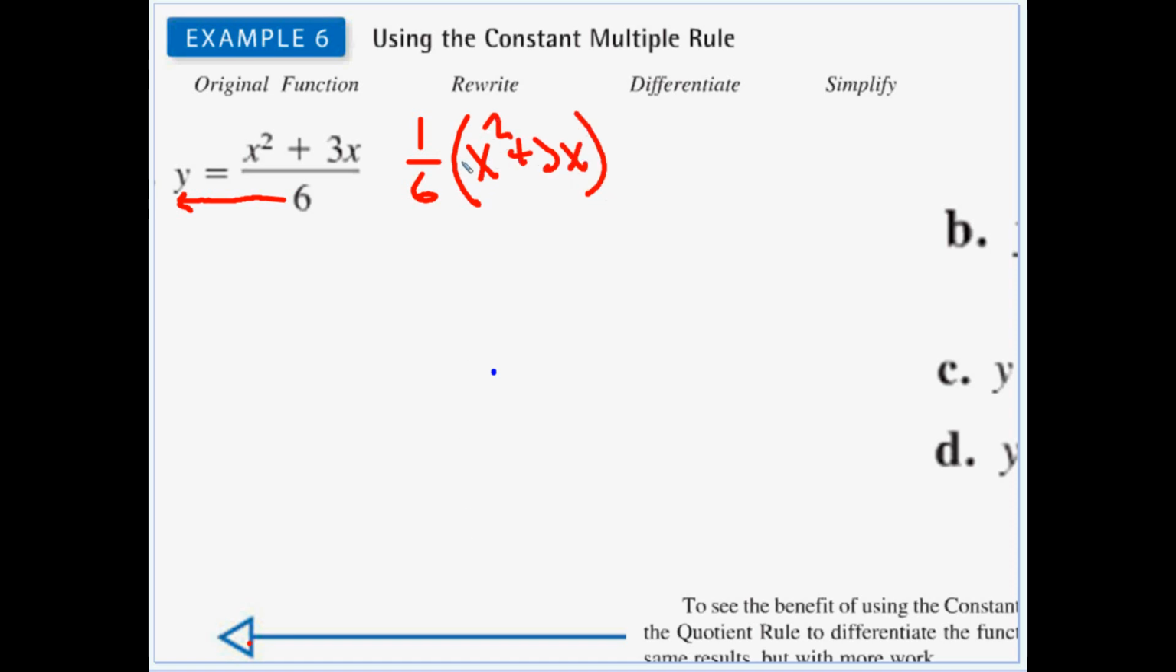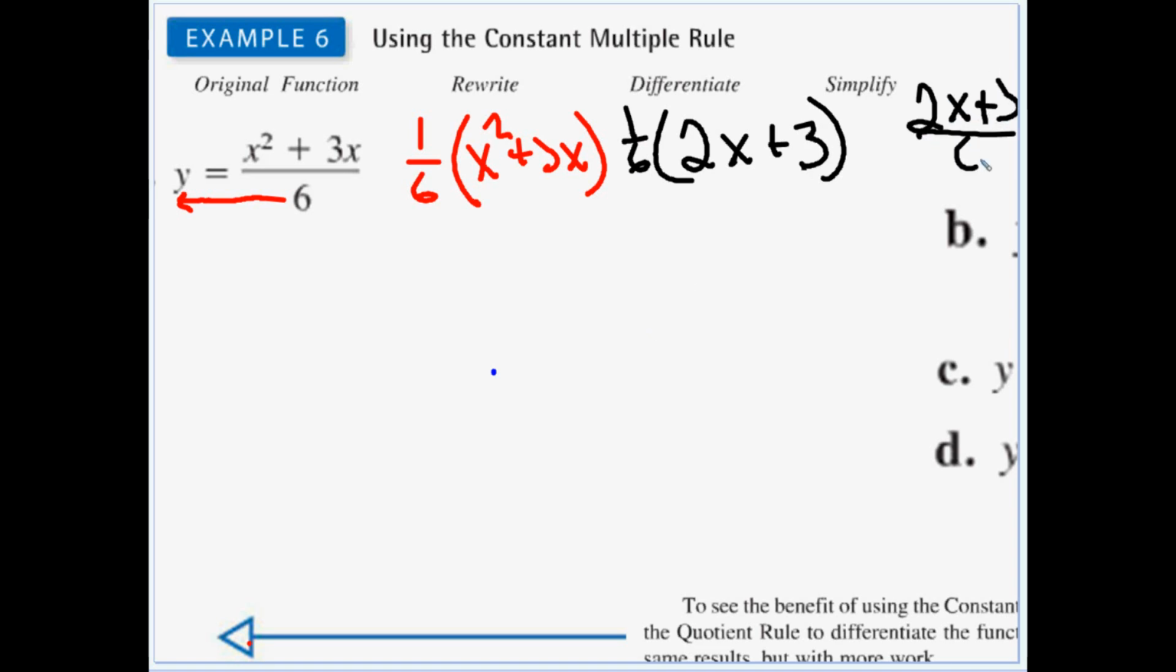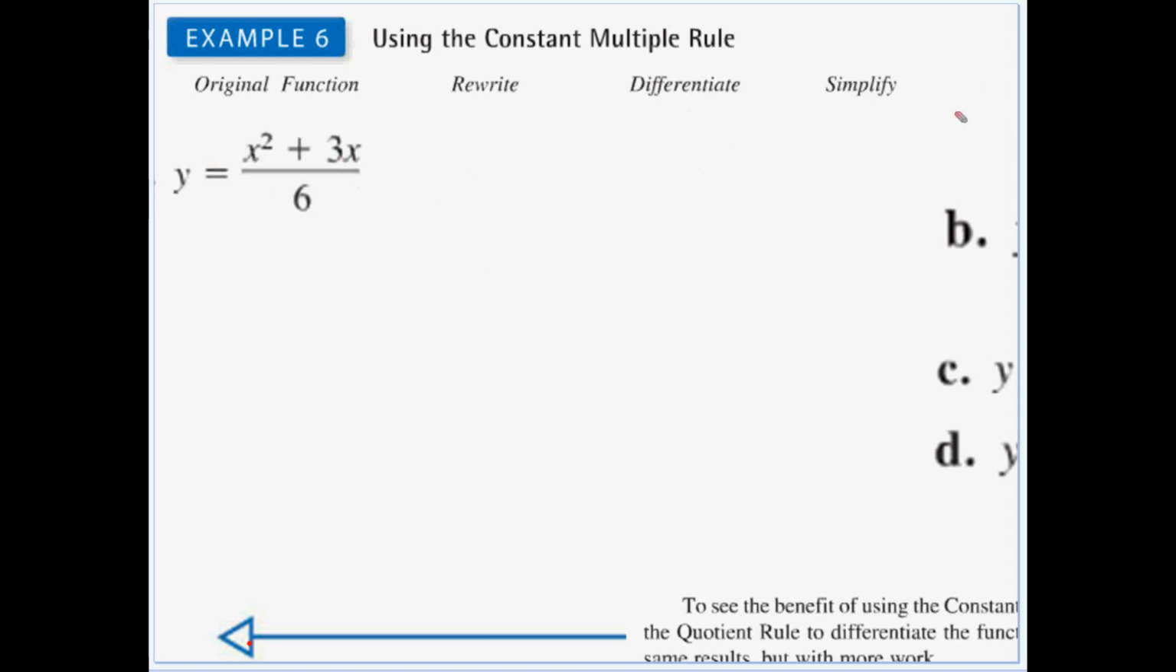So now the derivative of x squared plus 3x will be 2x plus 3, and we can just multiply that by the 1/6. So what we can do is, at the end, put that 6 back in the denominator. So the 6 goes back underneath, and we've got 2x plus 3 upstairs. So drag the denominator out, but make sure you keep it a denominator.